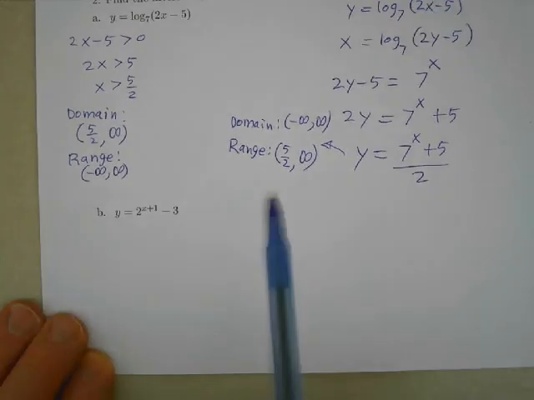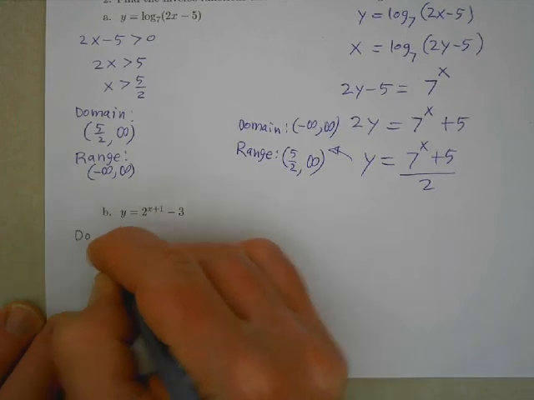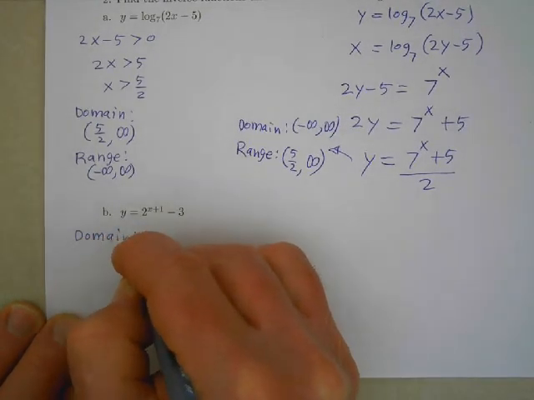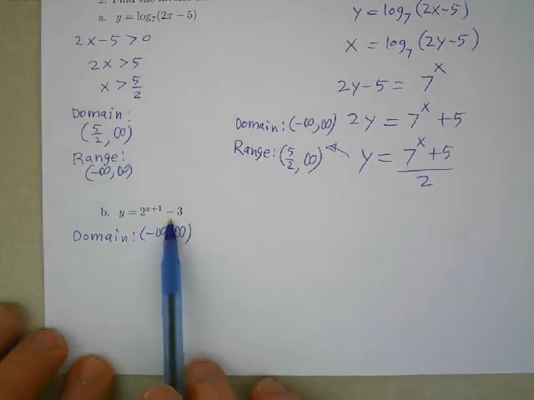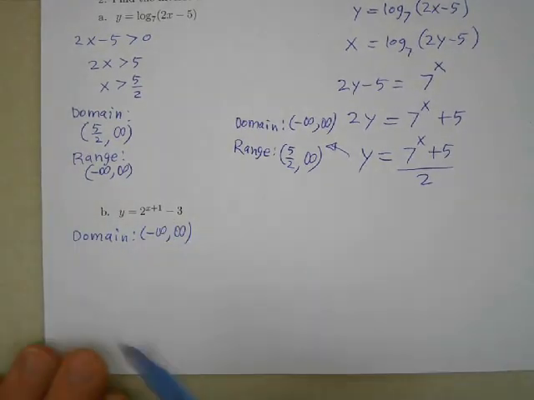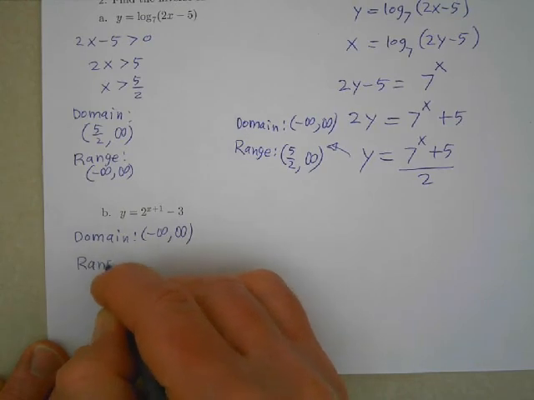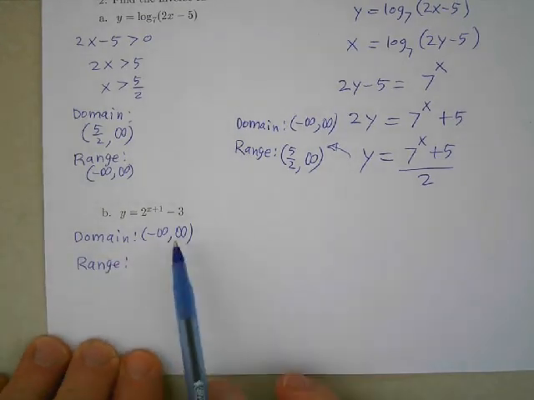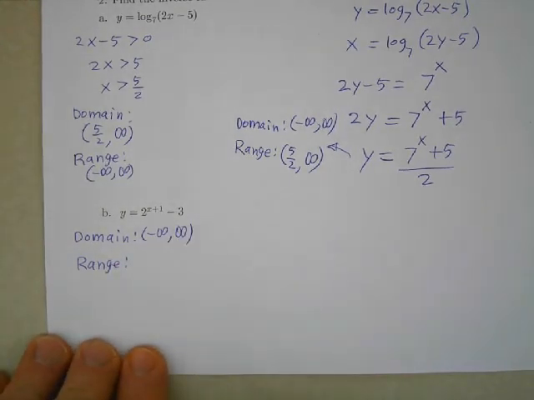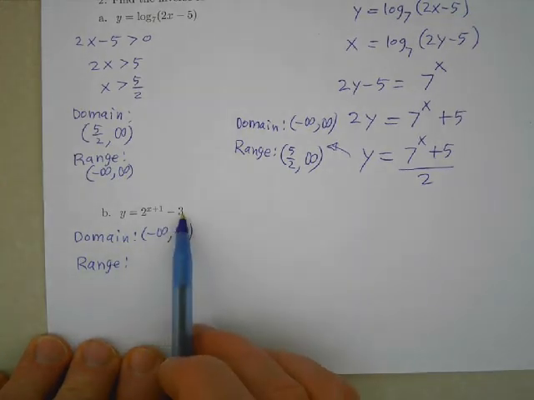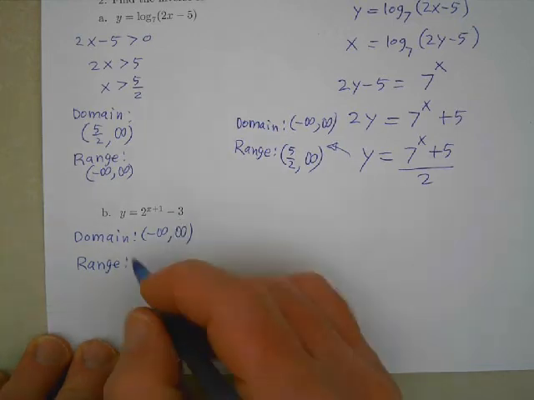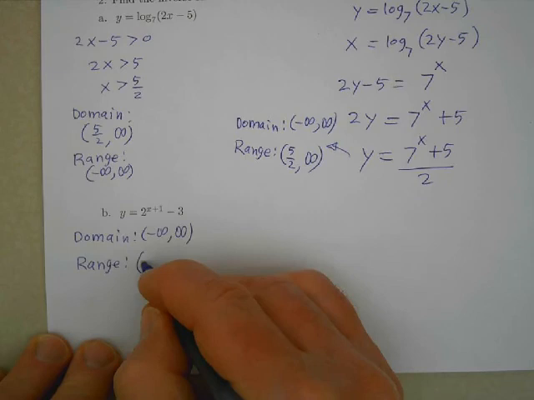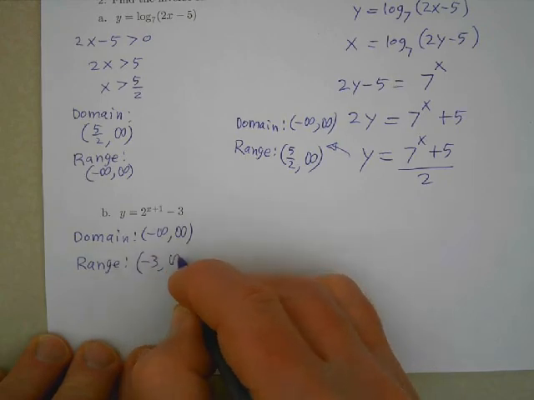Okay, the next problem, y equals 2 to the x plus 1 minus 3. The domain of this function is all real numbers. All real numbers, negative infinity to positive infinity. And we can tell by looking that the range is from -3 to infinity because of this minus 3, that the horizontal asymptote is the line y equals -3. So the range is from -3 to infinity.